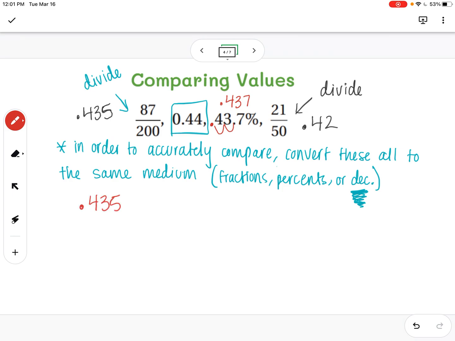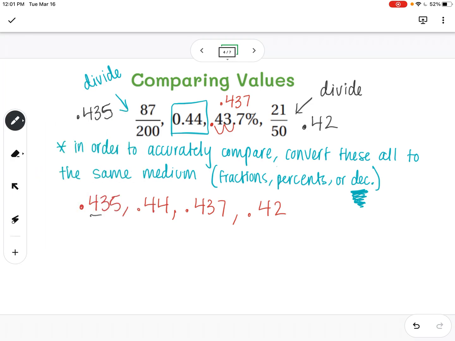So 0.435, 0.44, 0.437, and 0.42. All right, if you are confused on how to compare decimals, remember we look at the first values first, and then if we can't compare from there, we continue to move right. So we just compare the values moving right.